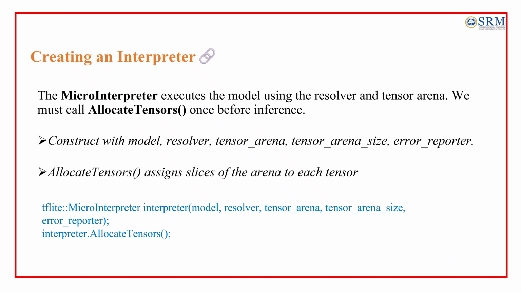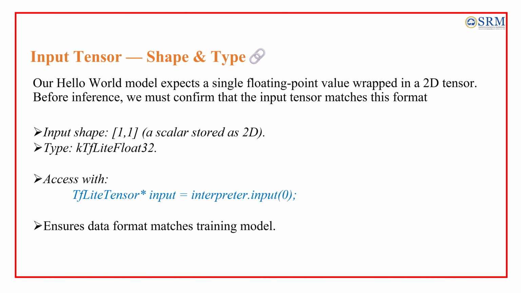Now let's confirm that our input tensor matches what our model expects. Our Hello World model is very simple. It expects a single floating point input. But in TensorFlow Lite, this scalar is stored as a 2D tensor and the shape is 1, 1. The type is kTfLiteFloat32. It can be accessed via this code: TfLiteTensor pointer input equals interpreter dot input.